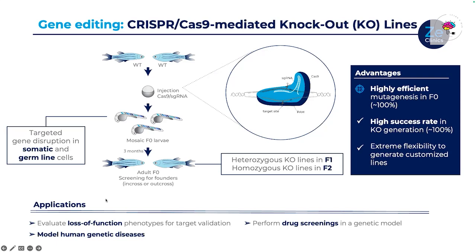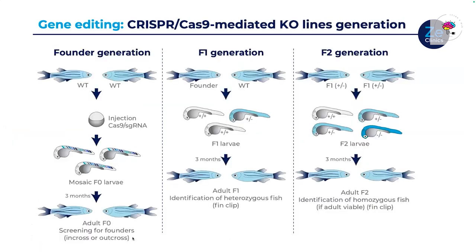And the application of this is that when we want to evaluate the loss of functional phenotype for the target validation, genetic target validation, but also we can perform drug screening in these genetic models. And finally, well, the idea is to model human disease, right? And this is the whole pipeline.